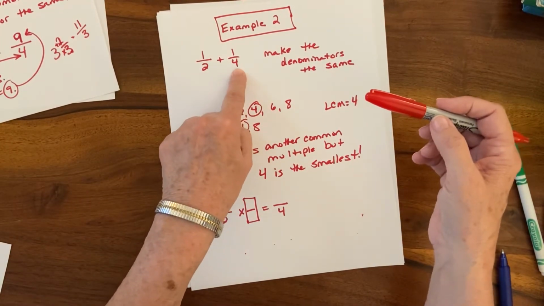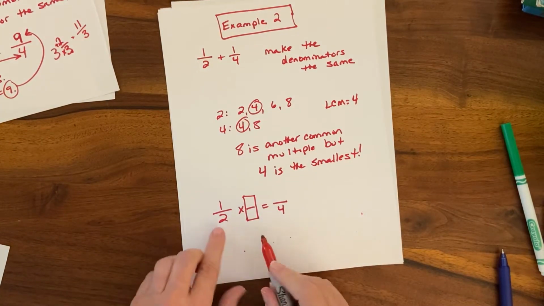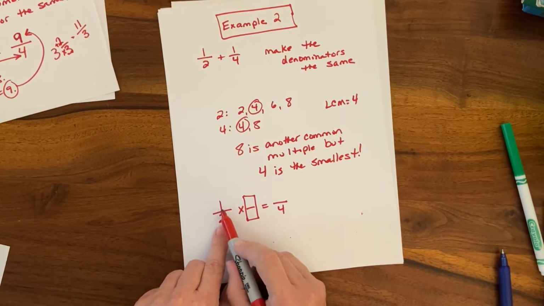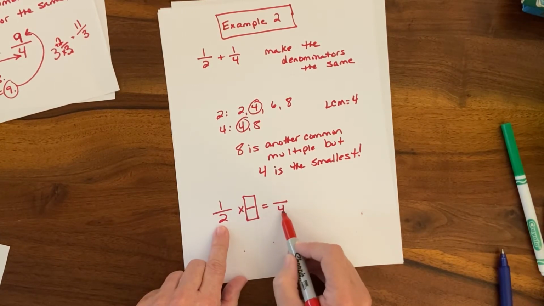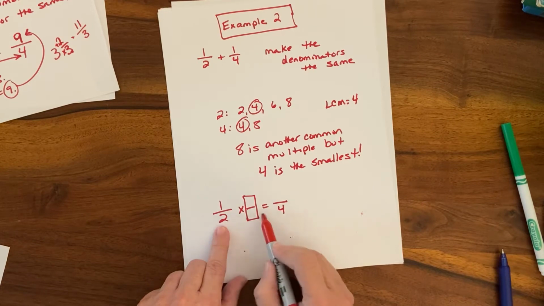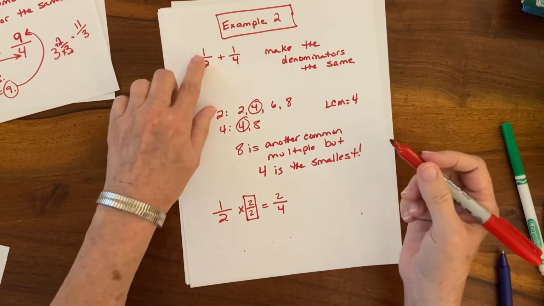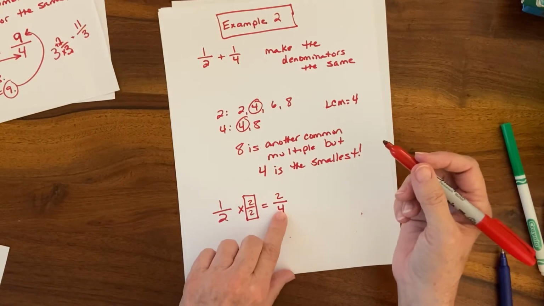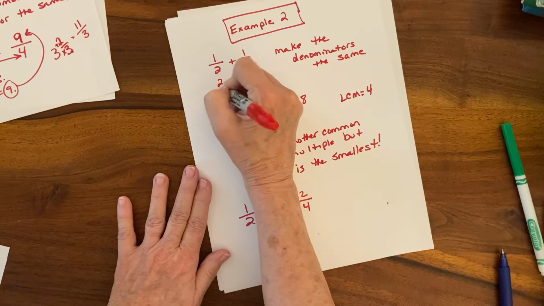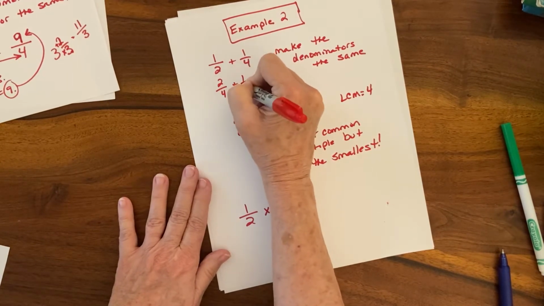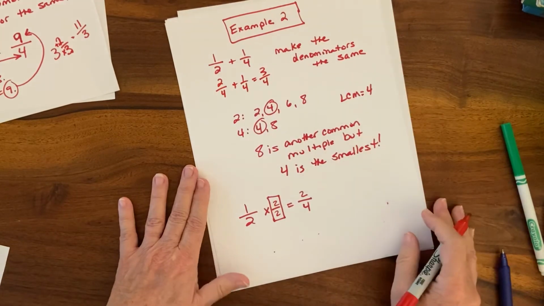That's already 4. I don't have to change that one. I do have to change this one. So I did my old fraction times box equals line, new denominator. 2 times what equals 4? 2. So I was right. 1/2 does equal 2/4. Okay, so now I'm going to change that one to 2/4 plus 1/4.